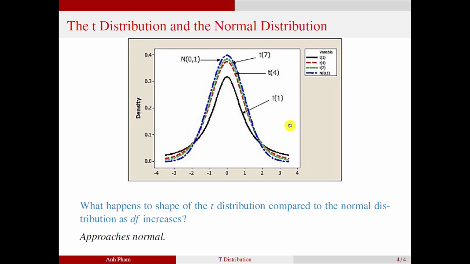But as the number of observations increases, the t-distribution looks like the normal distribution. So in essence, as the number of observations increases and approaches infinity, it doesn't really matter whether we use a t-distribution or the normal distribution.